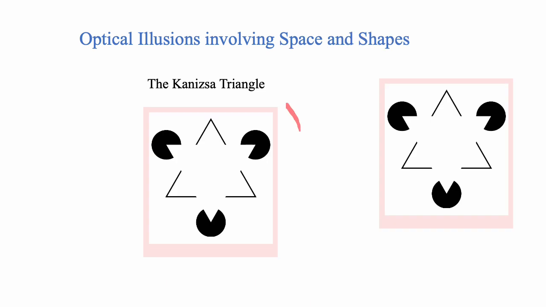This famous triangle shows closure, meaning that we see the white triangle here, even though some of its edges are missing, like here. But what's even more amazing is that this white triangle in the middle looks actually whiter than the background due to its value contrasts with these black shapes.